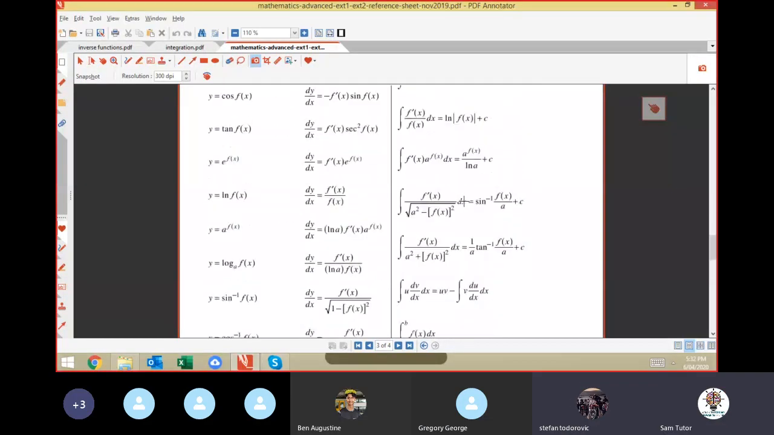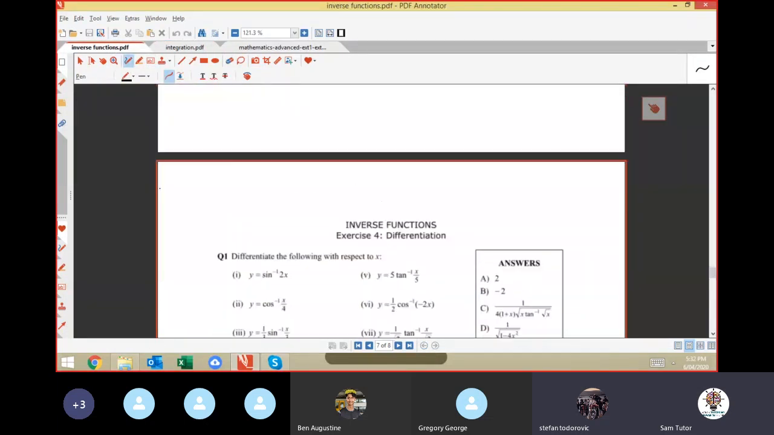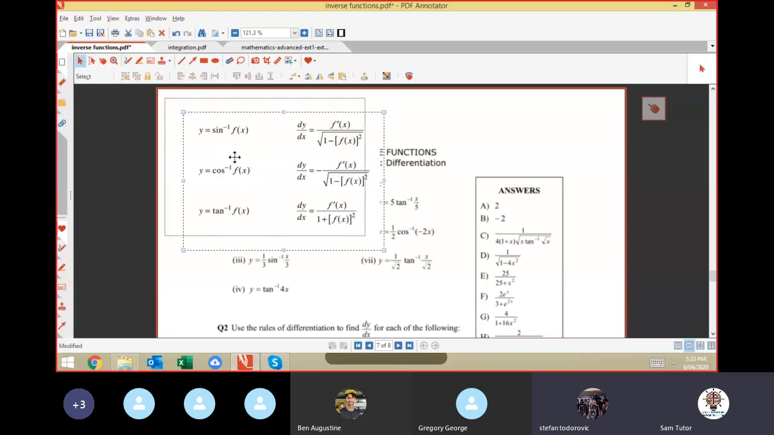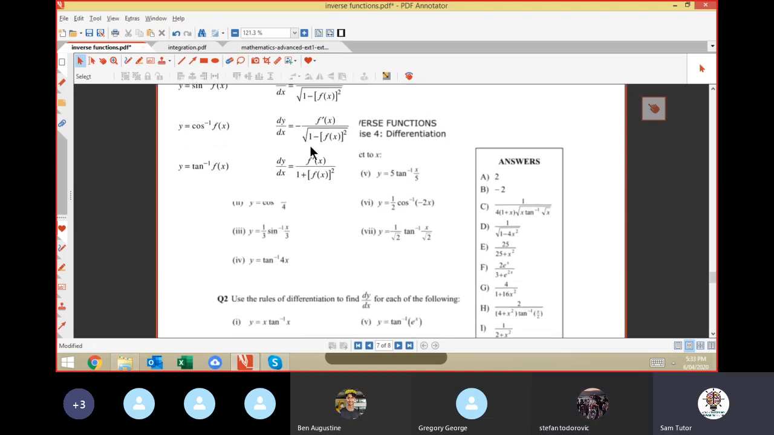the derivative, well, let's take a screenshot of that again. We realized that if we had the derivative of an inverse, it would be the derivative of the inside over square root 1 minus the inside squared. For inverse cos, it's exactly the same, except it's a negative. And then for an inverse tan, it must be the derivative of the inside over 1 plus the inside squared, without the square root.